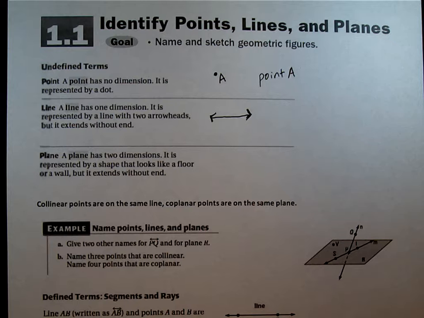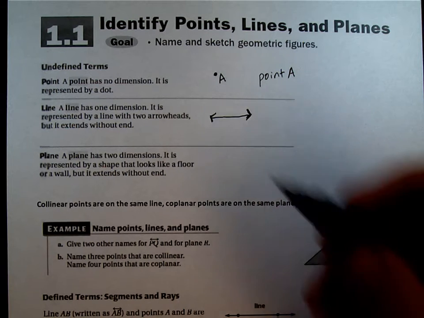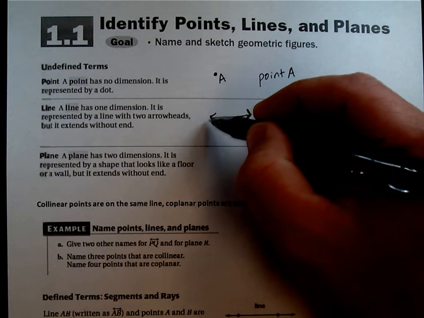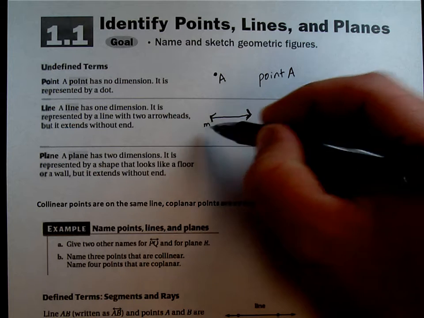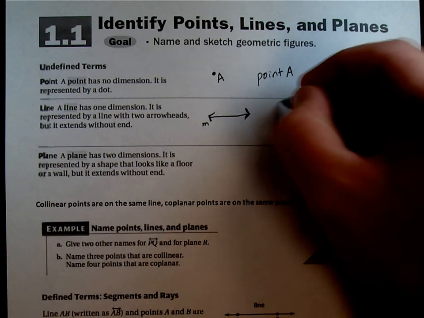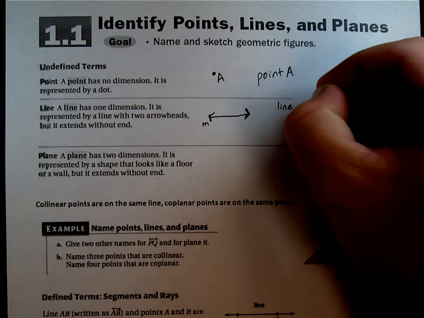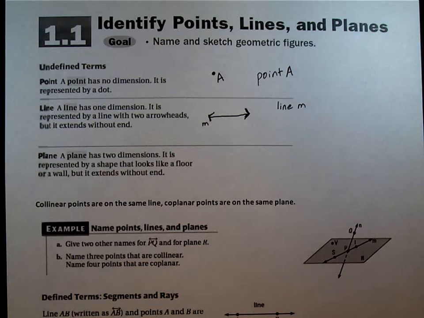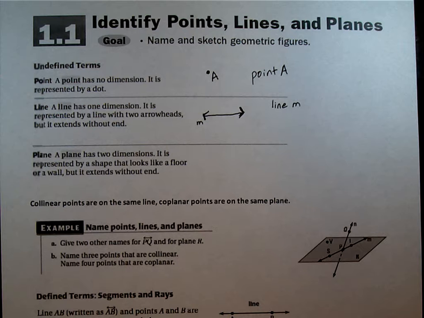There are two ways that we can name a line. Sometimes we use a lowercase letter to name the line itself, and when we do that, we usually write the letter by one of the arrowheads, like maybe I write a lowercase m there. And so I could say that this is line m. That's the name of it. But many times when we draw lines, we don't bother putting a lowercase letter there.